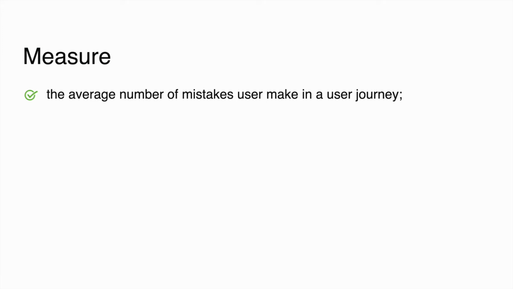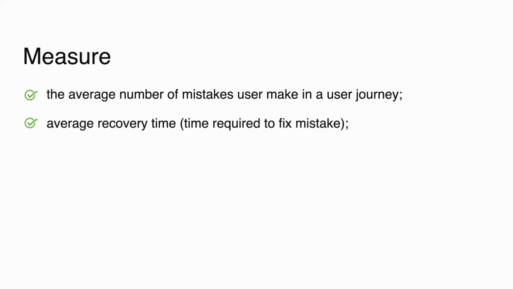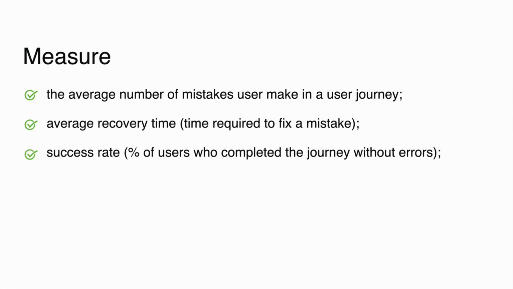To evaluate your error handling strategy, you also need to measure three things. First, you need to track the number of mistakes users make in a user journey. Second, you need to track average recovery time, how much time it takes for the user to fix a particular mistake. Last but not least, you need to measure success rate to understand how certain errors impact your conversion rate.